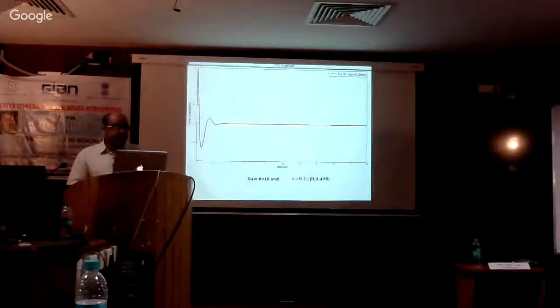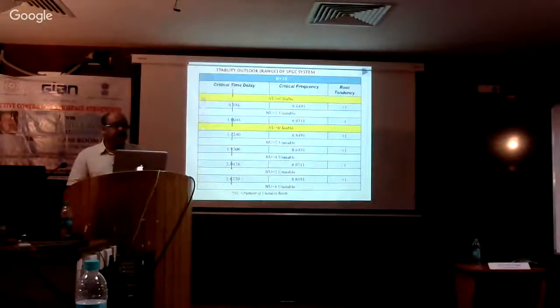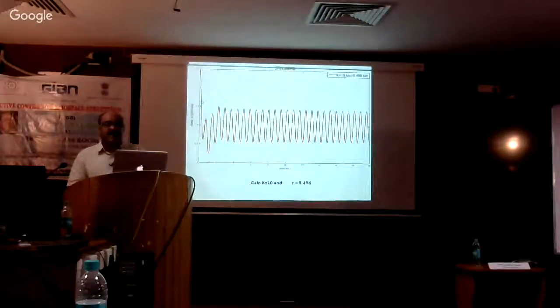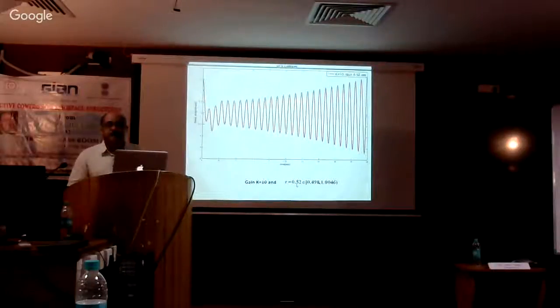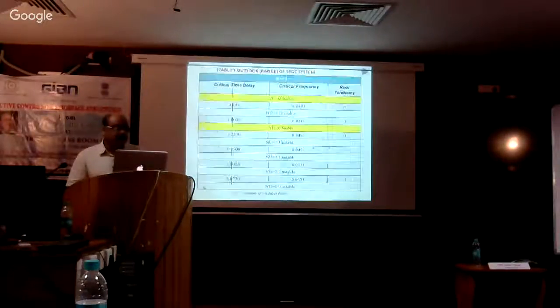Right? Next, I consider exactly the delay value 0.498. So it is marginally stable, on the margin. You can see it is marginally stable. Now I consider a value 0.52. In this range, it should be unstable. The chart says so. So it is unstable. So I have tested for all the pockets and it came out exactly correct. That was our collaboration. But my student did this.